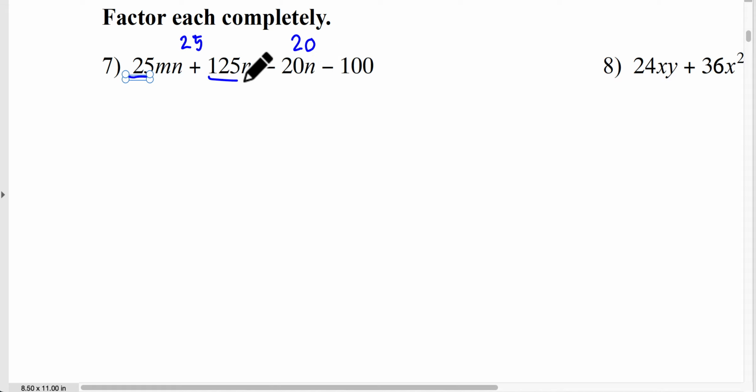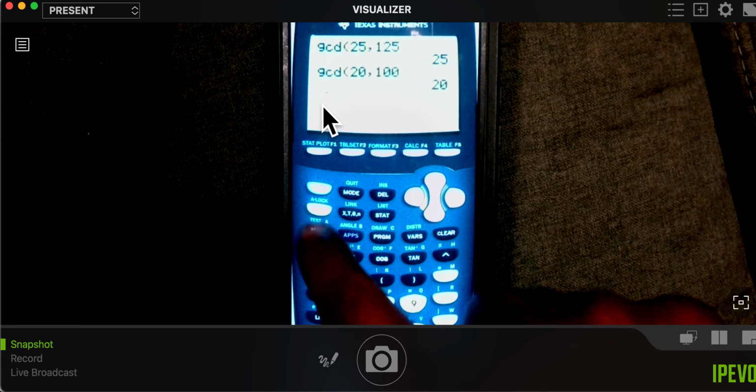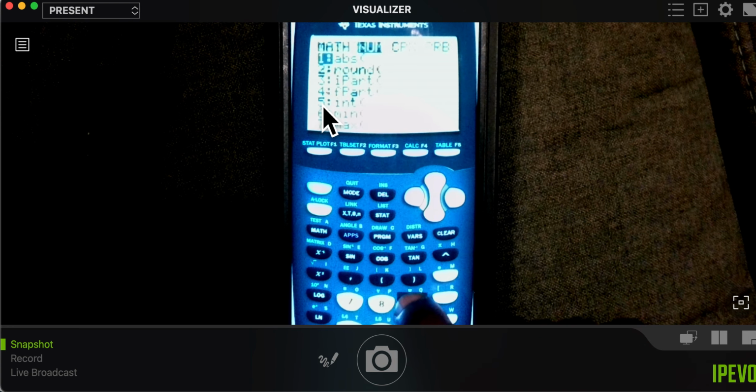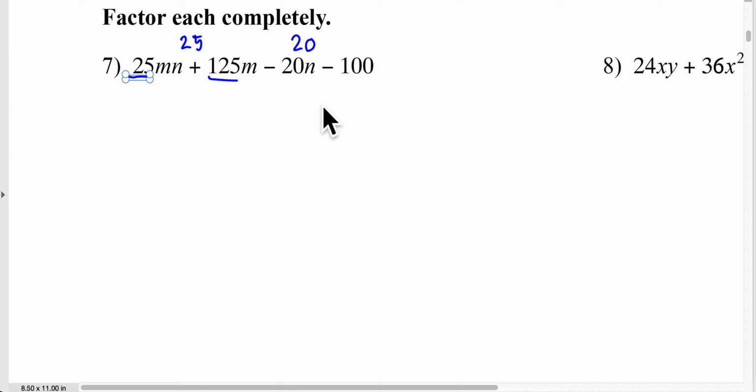And last but not least, I'm going to do the GCD with 25 and 20, and that's going to give me the greatest common factor of all the terms, okay? So I'm going to do math, number, 9, I'm going to do 25, comma, 20, and I got it. It's 5. So I'm going to skip a space, go to the left, and I'm going to put the 5.